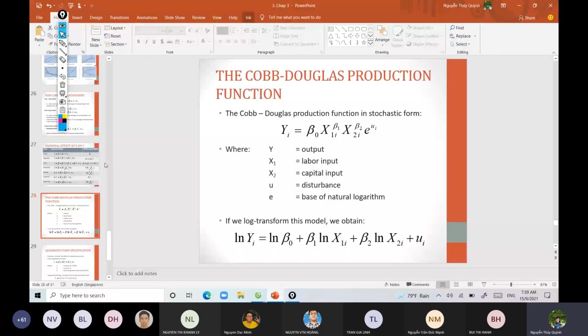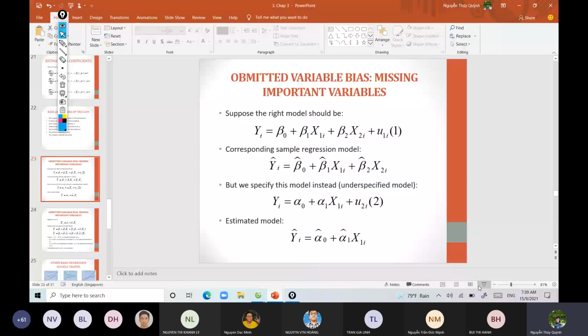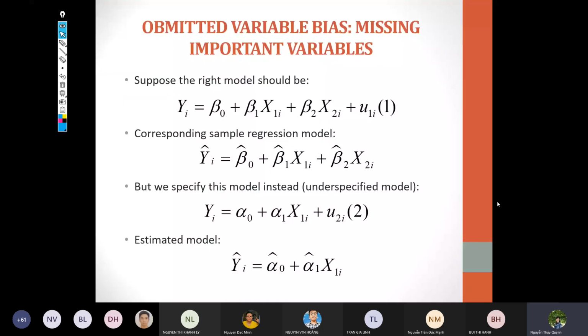Omitted variable bias, missing important variables. What will happen if we omit important variables of the model? Now I have an example here to show you the consequence of missing important variables.